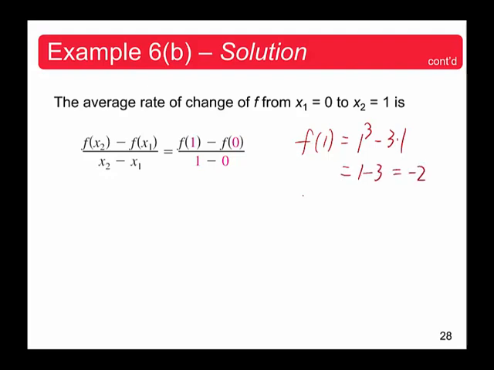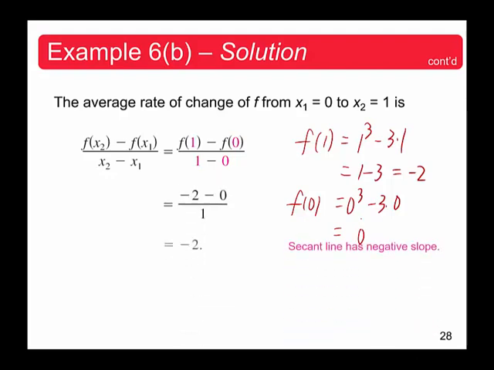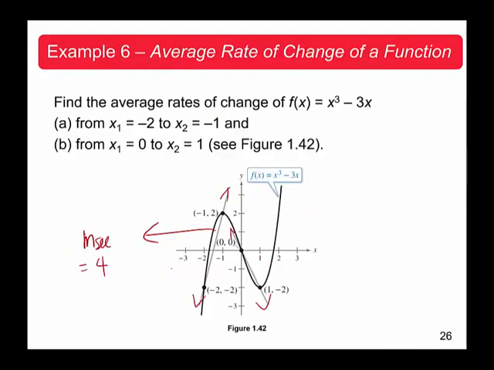F of 0 is 0 cubed minus 3 times 0. That turns out to be 0. And you just plug it in. Similarly, we end up with -2 as the slope of the secant line. And if we go back really quickly, you see this is a decreasing line. So the slope of the secant line turned out to be -2.